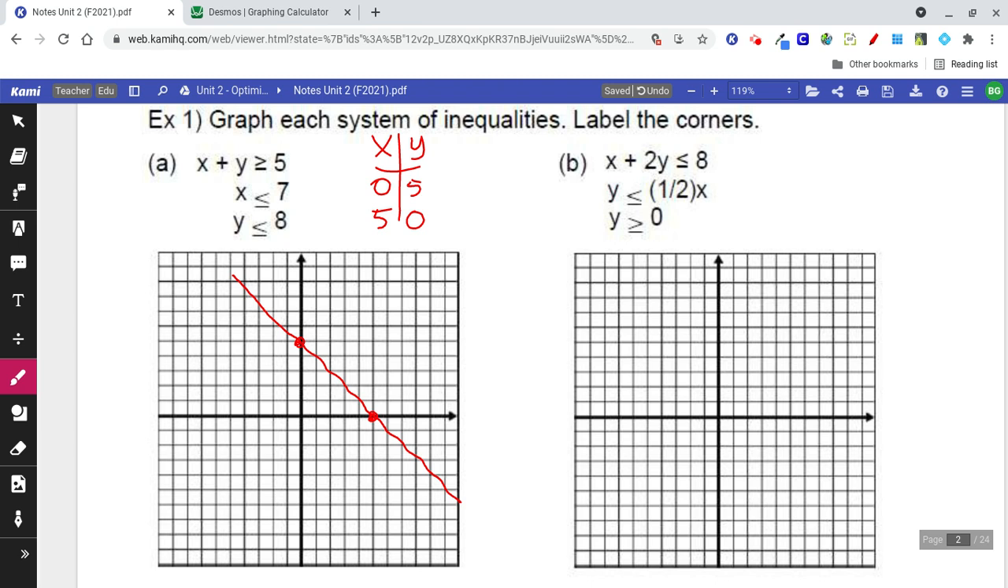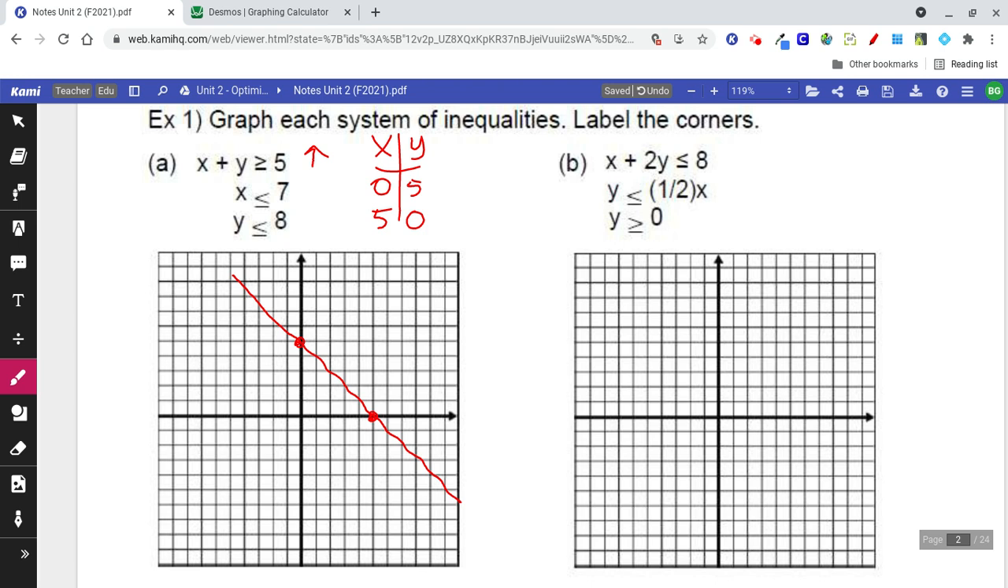The inequality says greater than, so I know I'm going to shade up above that line. Keep in mind, I'm going to save that for later. If this was Algebra 1 class and that's all we had, we'd draw that line, we'd shade above it. Got it. But now I'm going to do the others.